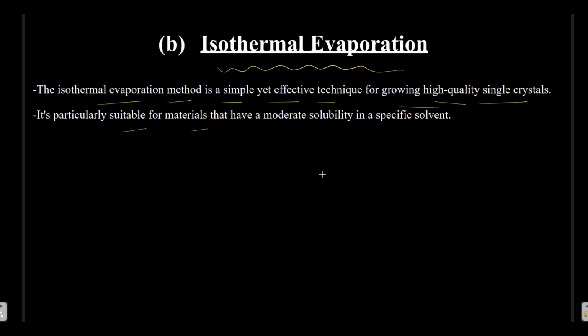So in this method, what do we do? Isothermal means constant temperature, right? Constant temperature. So, by maintaining constant temperature, the solution should be evaporated. Evaporation means reducing the amount of solvent, right?